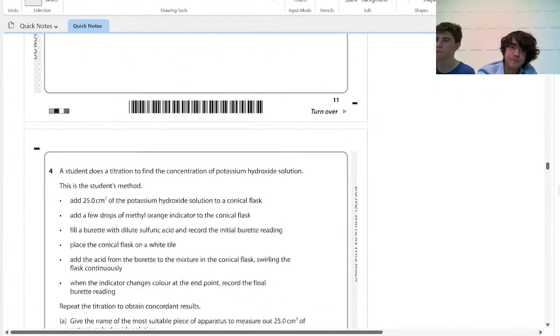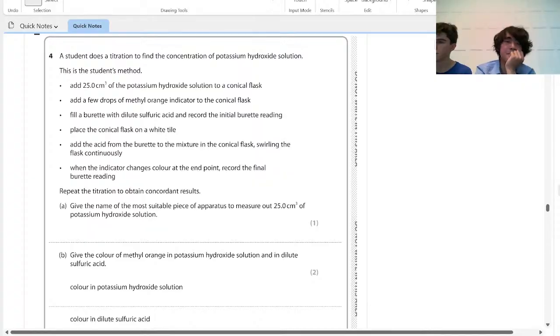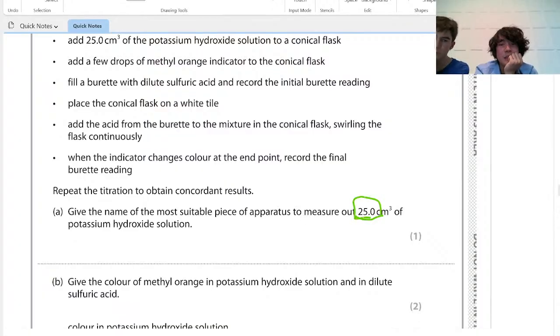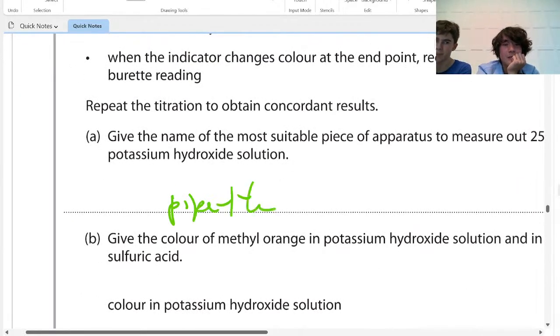There we go. Right. A student does a titration. Give the name of the most suitable piece of apparatus to measure out 25.0. Because there's a 0.0, it means it needs to be accurate, so you use a pipette. Usually it's a pipette or a burette.